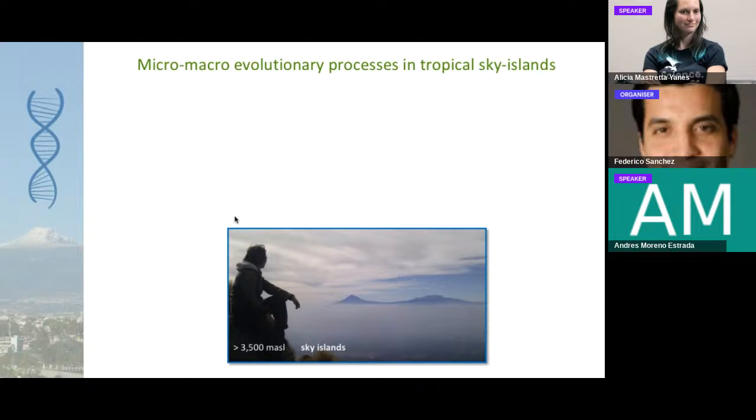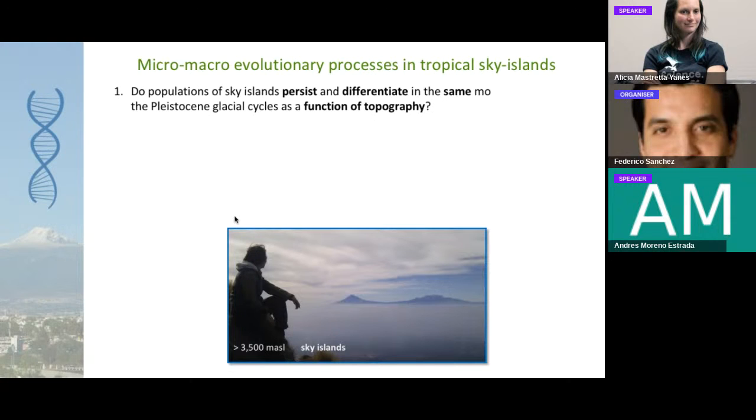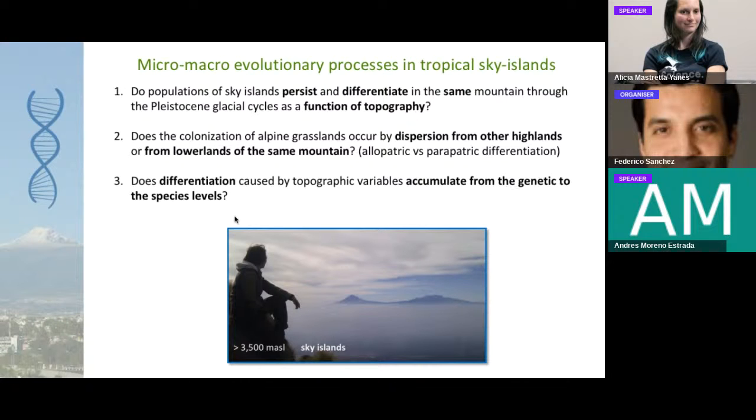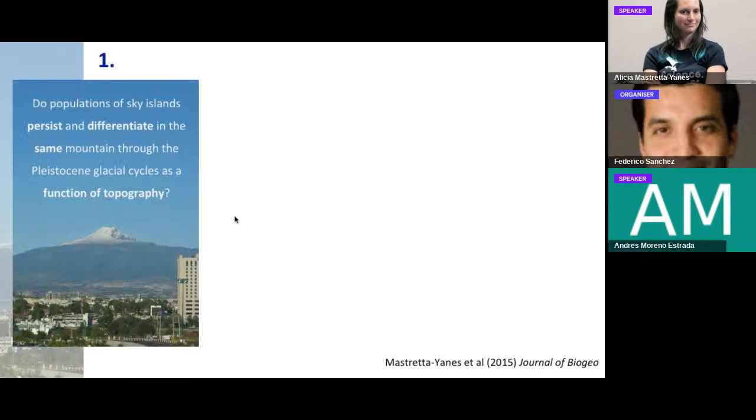So to ask how to link micro and macroevolutionary processes in tropical islands, in the last few years I have been asking the following questions. First, do populations of sky islands persist and differentiate in the same mountain through the Pleistocene glacial cycles as a function of topography? Second, does the colonization of alpine grasslands occur by dispersion from other highlands or from lower lands of the same mountain? And third, does the differentiation caused by topographic variables accumulate from the genetic to the species level? And these are the three questions I'm going to answer in this talk.